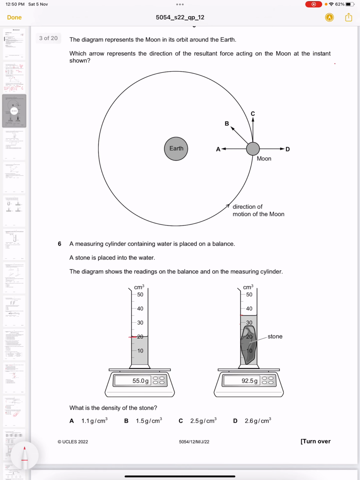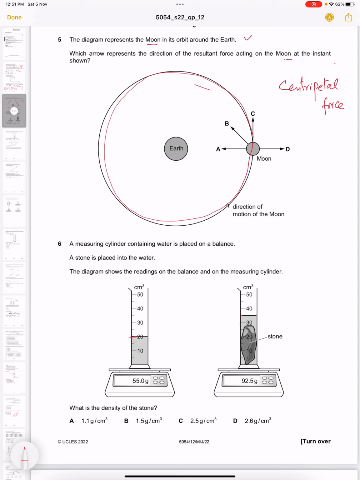Next question. The diagram represents the moon in its orbit around the earth. Which arrow represents the direction of the resultant force acting on the moon at the instant shown? We know that when a body is orbiting a circular track, the force which keeps the body in its track is centripetal force. In O level, you are required to have a concept of centripetal force and its basic definition. The centripetal force is the force that keeps a body moving in a circular orbit.